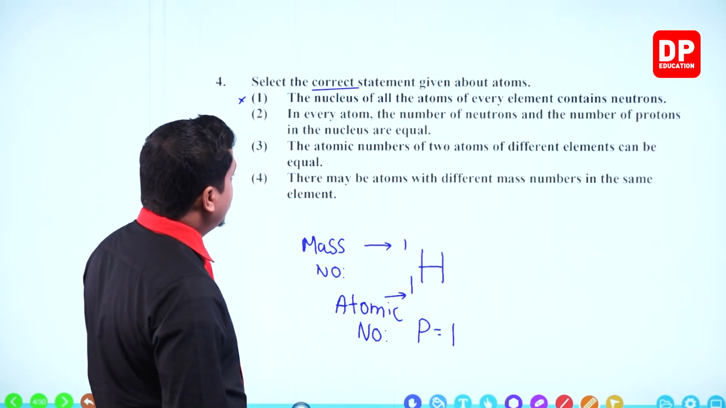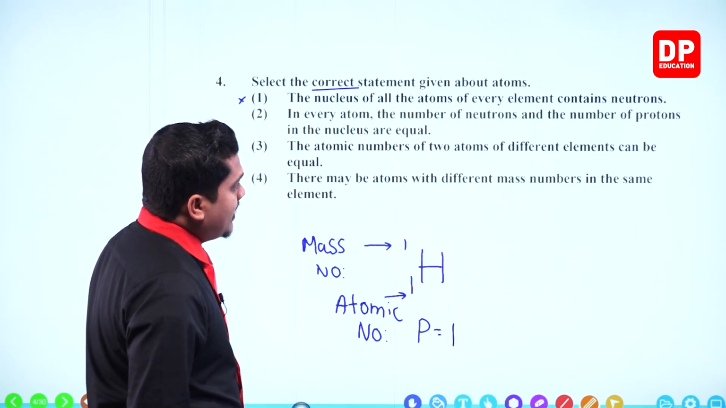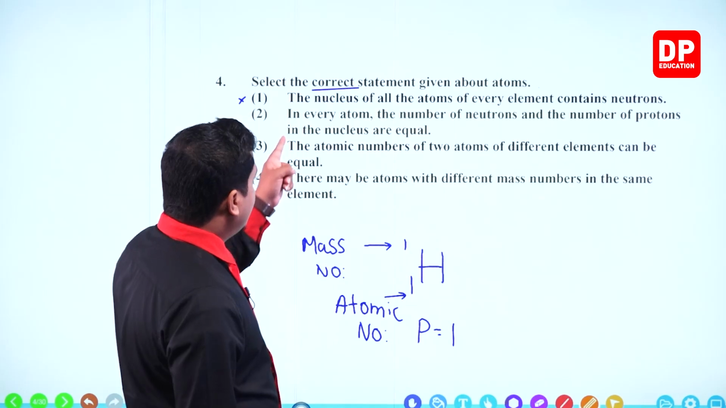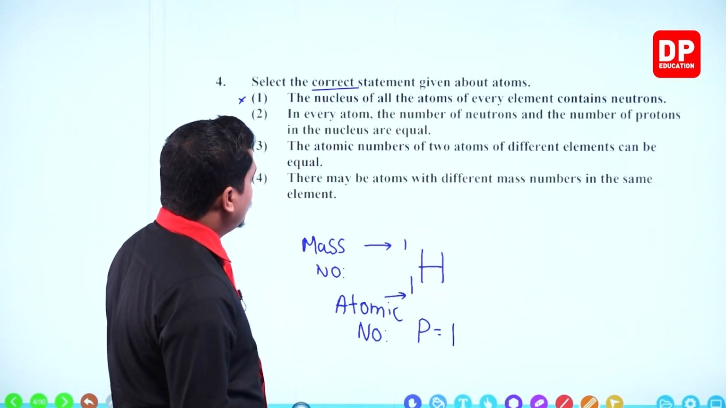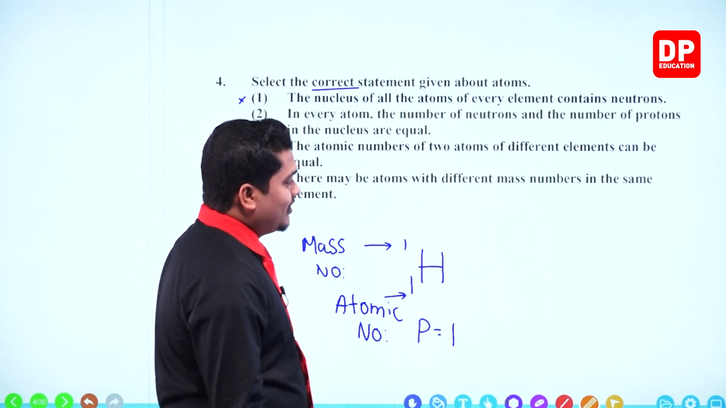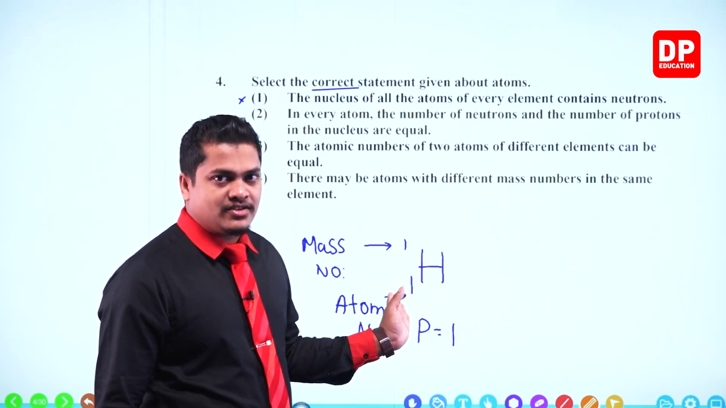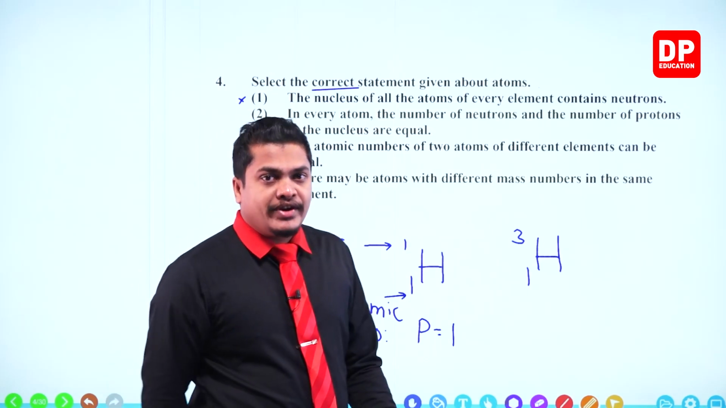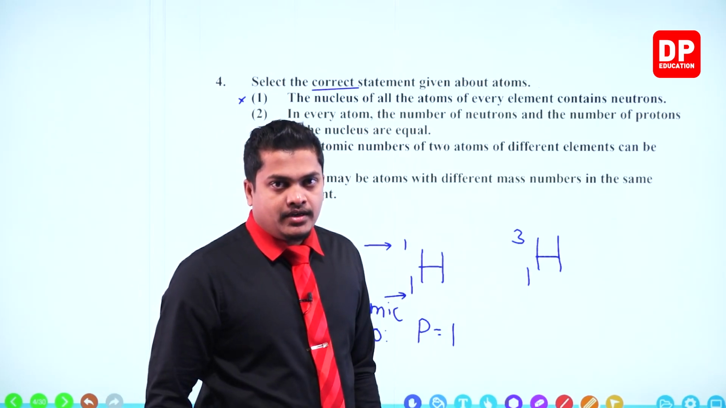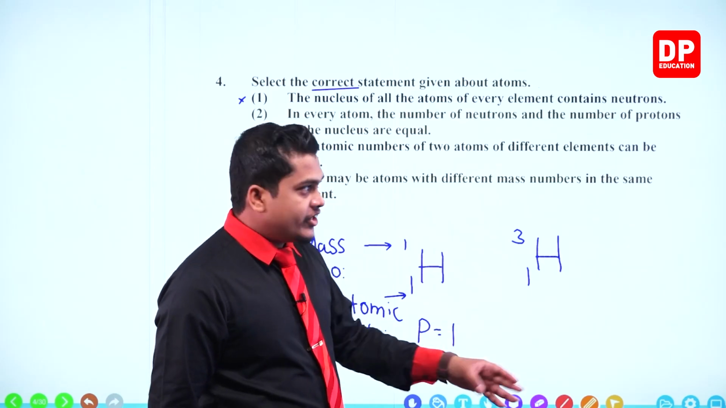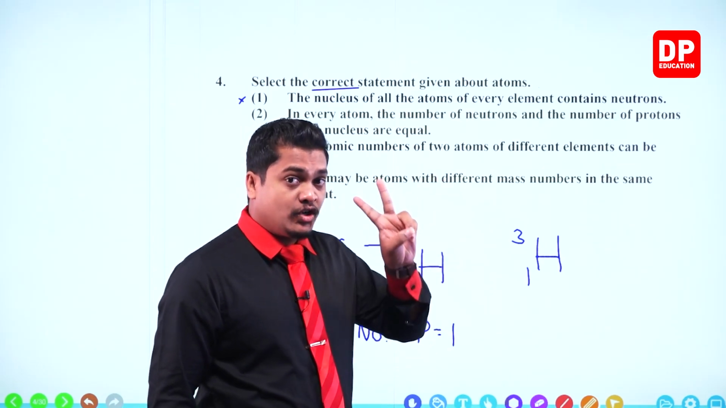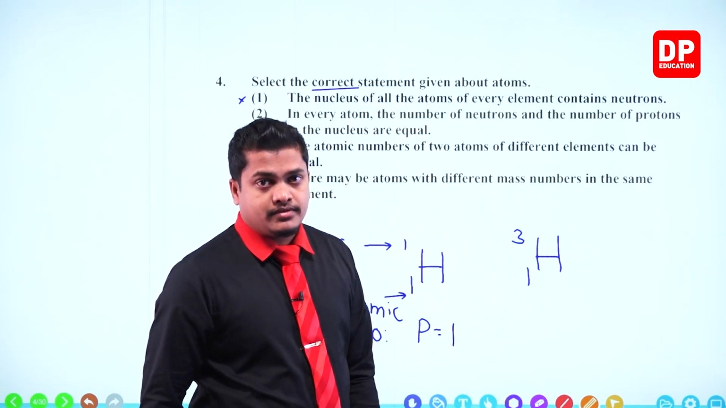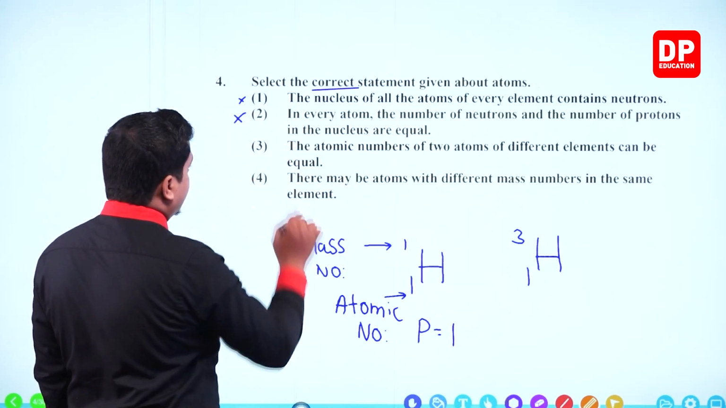Now let's see the second one. In every atom, the number of neutrons and the number of protons in the nucleus are equal. Not at all. That's incorrect. Let's take the third one, tritium, the third isotope of hydrogen. You already know that, no? You have learned these things. Hydrogen 1,3, this is tritium. It carries 1 proton. So in order for the mass number to be 3, it should have 2 neutrons. So the proton count is not equal to the number of neutrons. So this statement is also incorrect.